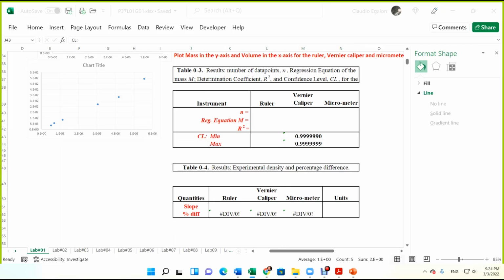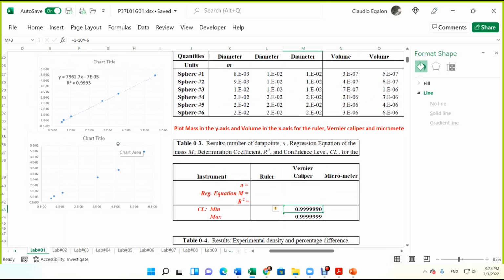Let me see. There are some messages here. Professor, in the left side column, what's N? N is the number of data points. Okay. How do you get the minimum and max? Do you understand that now, Samuel? Okay. Minimum and maximum. Let's do that again. I did an example here.